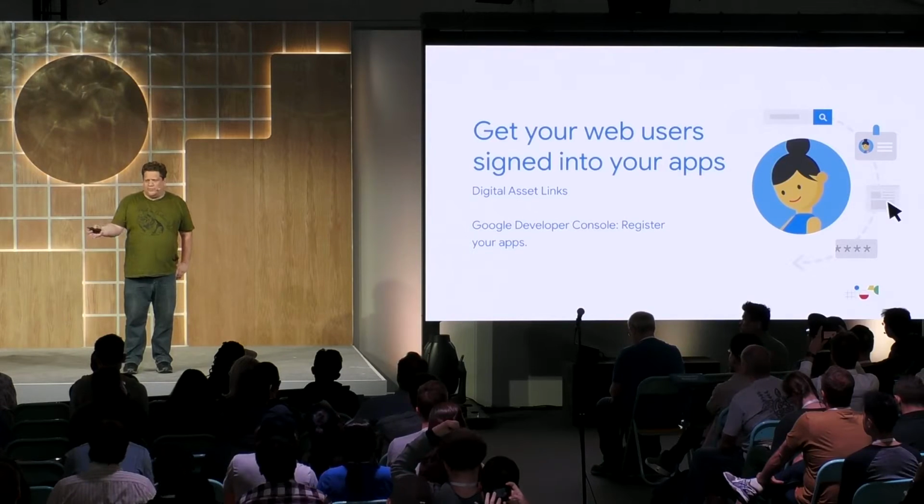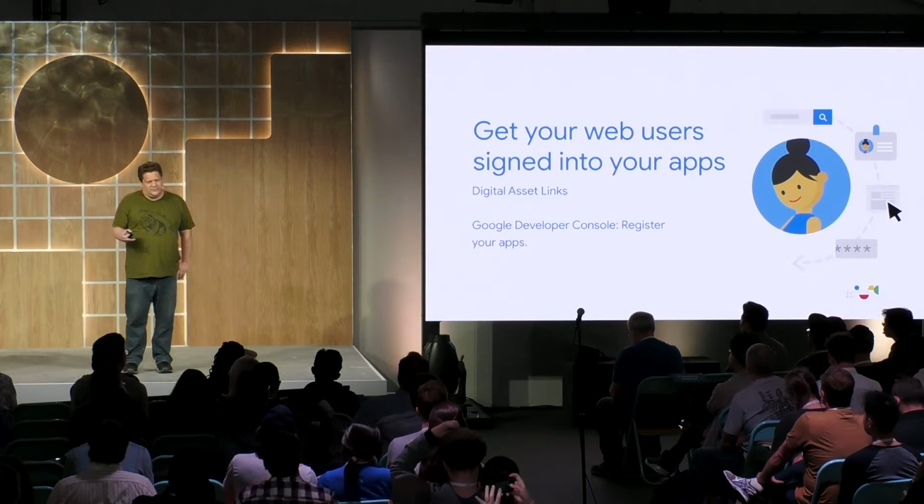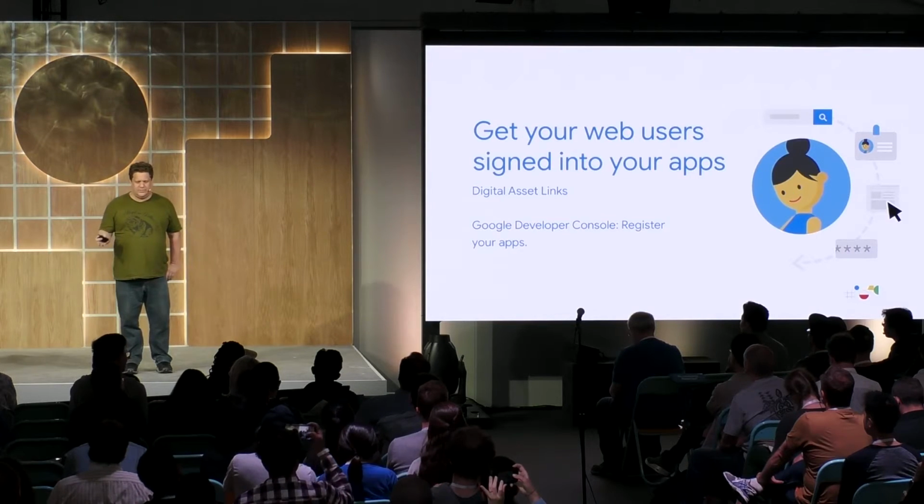In all of these cases, there are things that you can do to help us help you. Specifically, if you're going to use Google Sign-In or Smart Lock for passwords, you can register your app with the Google Developer Console. This will help Google tell us what your app is. It helps with quota, and it's just a necessary feature of using those APIs.